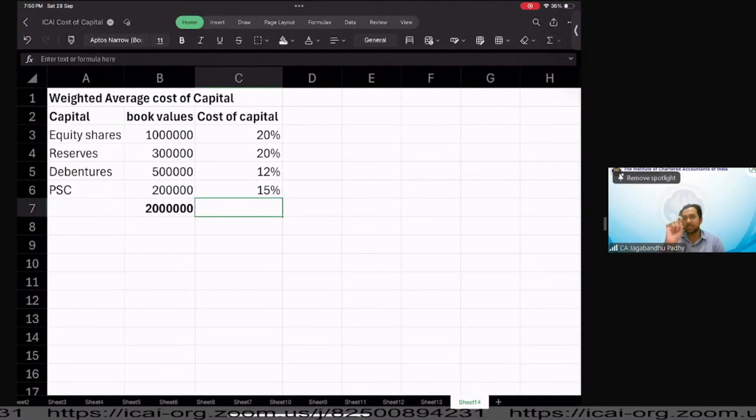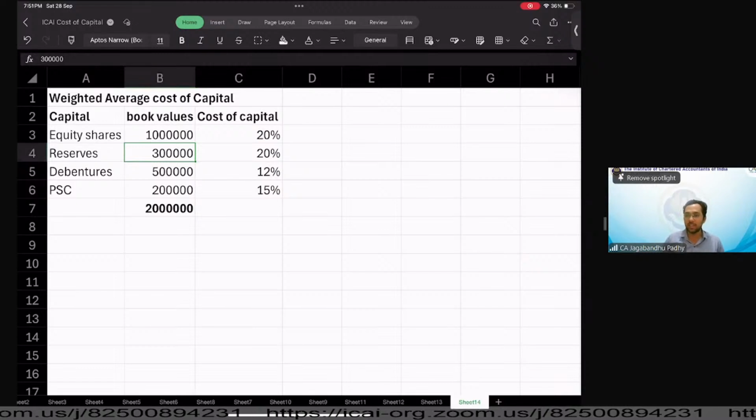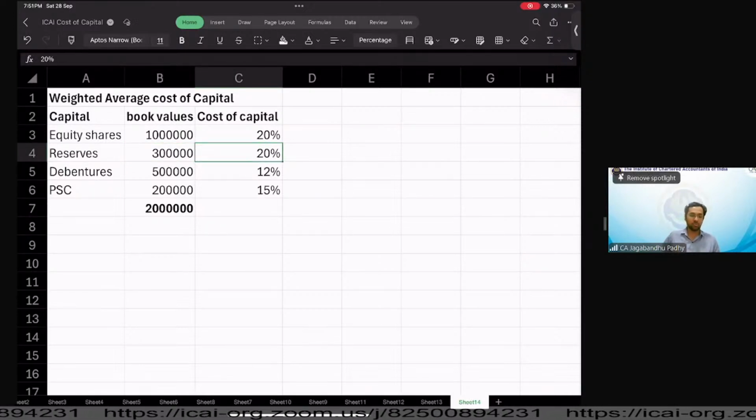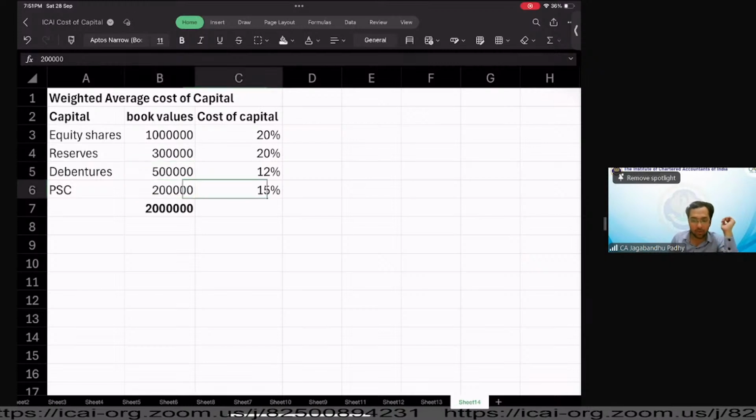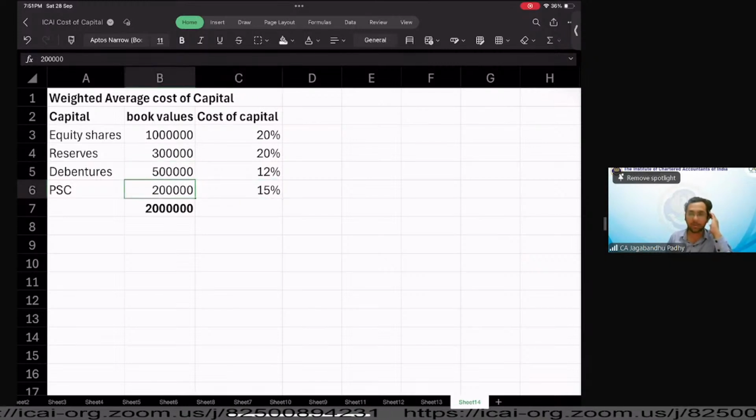So now my question, listen carefully, guys. On equity shares worth 10 lakh, the investors expect 20%, or I can say the company needs to earn 20% of that. On reserves of 3 lakh, the cost of capital is again 20%. So we require a return of 20% on the reserves. We require a return of 12% on the debentures, and a return of 15% on the preference share capital.